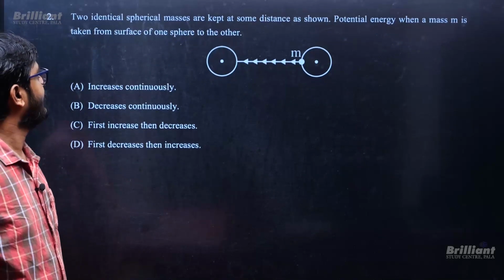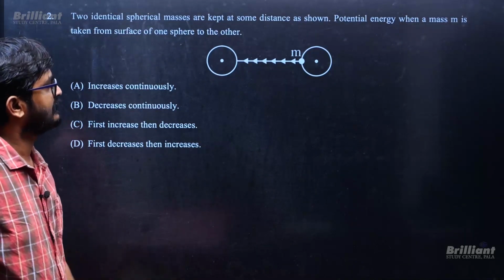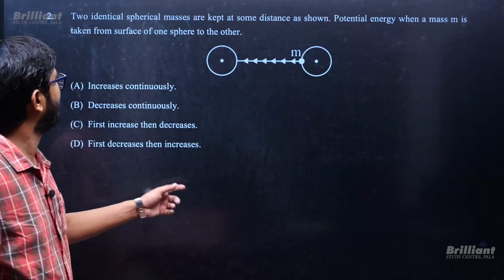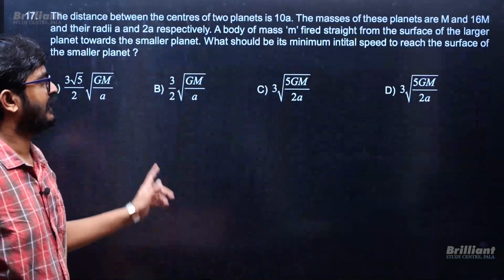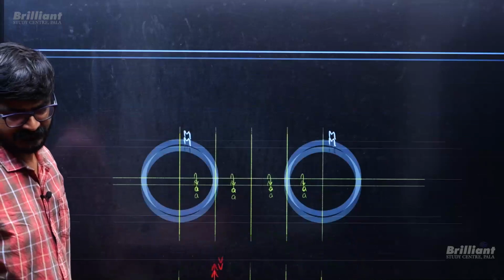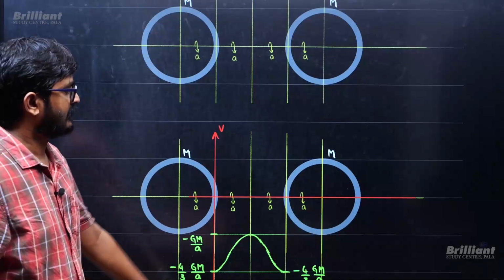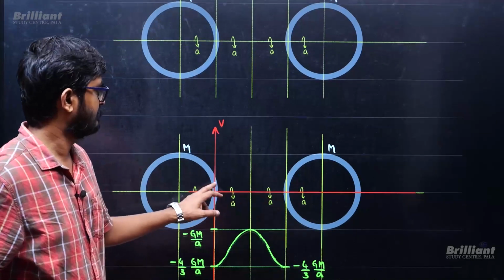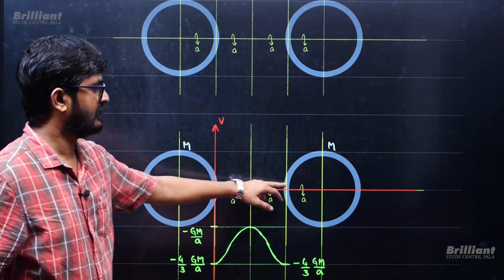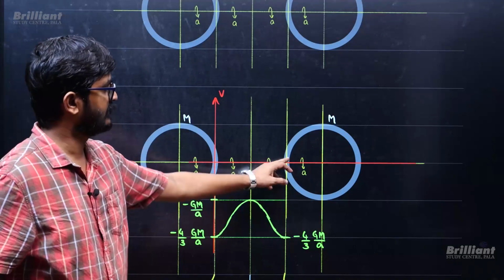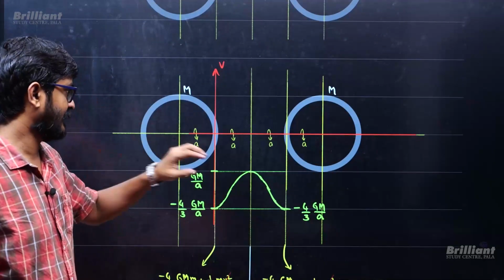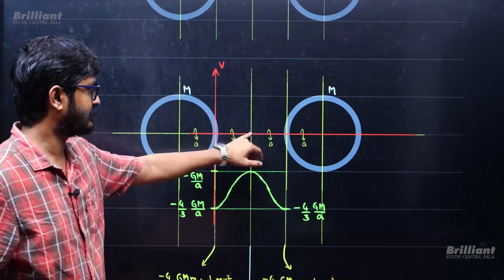And two identical spherical masses are kept at some distance as shown. The potential energy when the mass m is taken from the surface of one sphere to the other. Now this kind of question we have already done in some doubt section, where with what speed you need to throw from the surface of one planet to the other one, minimum speed needed so that the particle will reach from here to here. So when you do that, you will be trying to make it pass through this point.